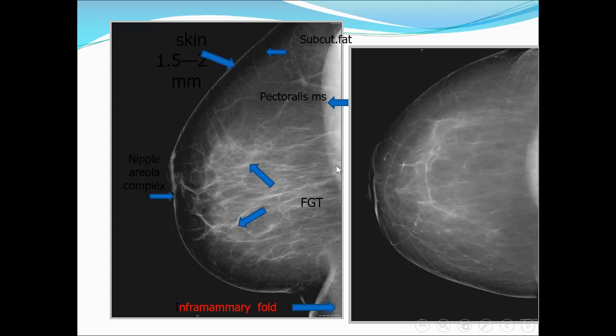And this is the pectoralis muscle, which must be seen on our film so that the position is good. This is the inframammary fold, and here is also the pectoralis muscle on the craniocaudal view.